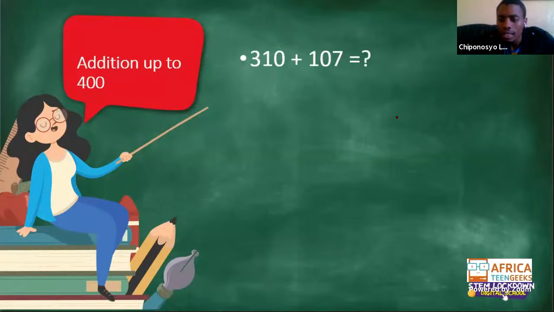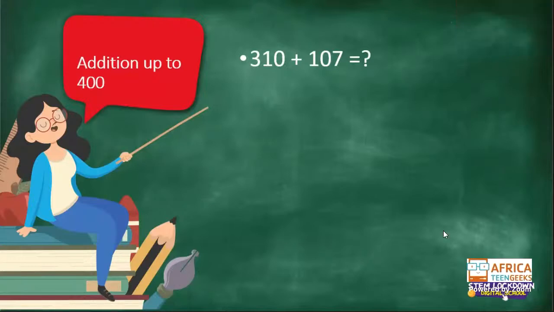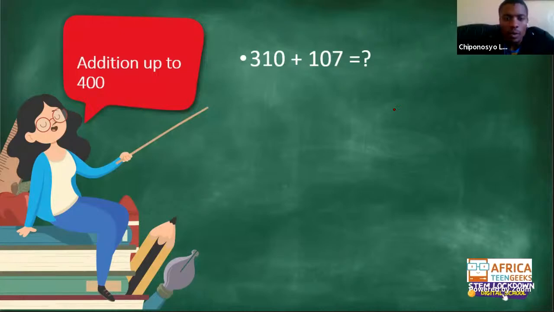Who has our answer? And I want someone new. Who can explain to us, someone who has not already explained how they got the answer? Who can explain so that I can unmute you? I want everyone to have a chance. I hope there's no one still doing the sum because it's a very quick one.